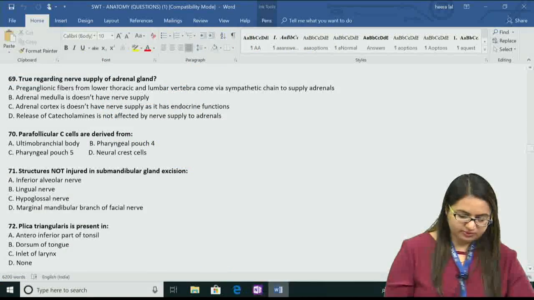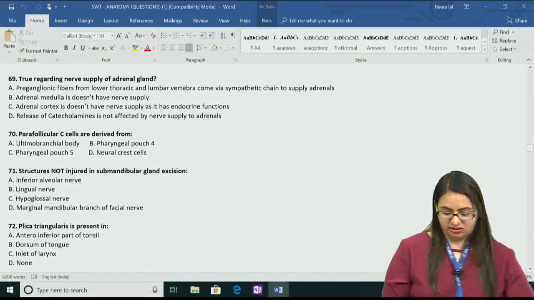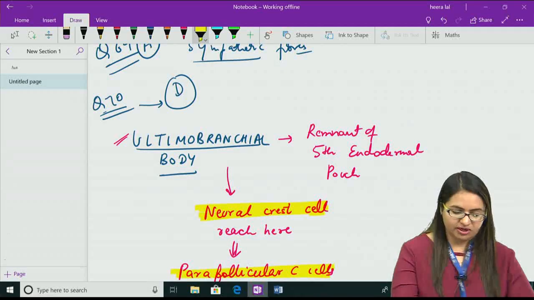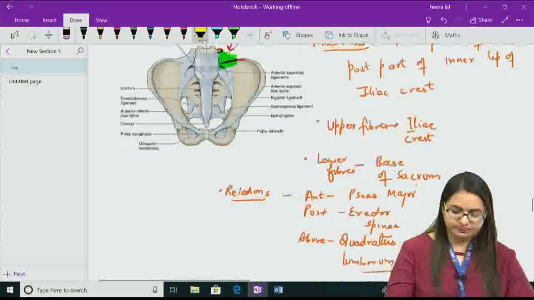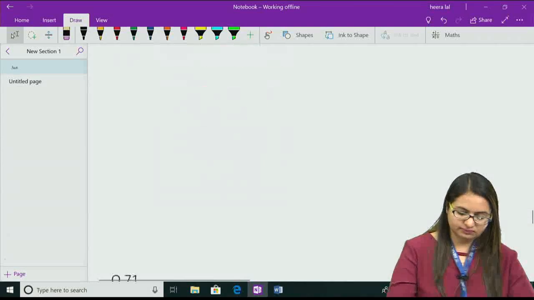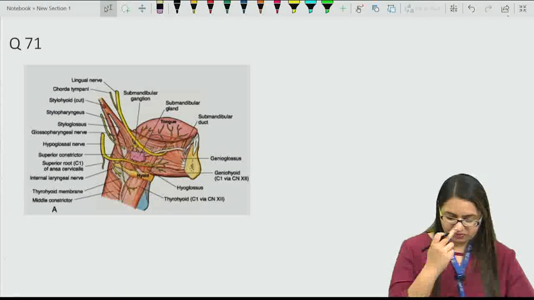The next question, question number 71: which of the following structures is not injured in submandibular gland excision? In this we should know the relations of the submandibular gland, what structures are present in relation to this gland. Now this picture is showing the relations of the submandibular gland.